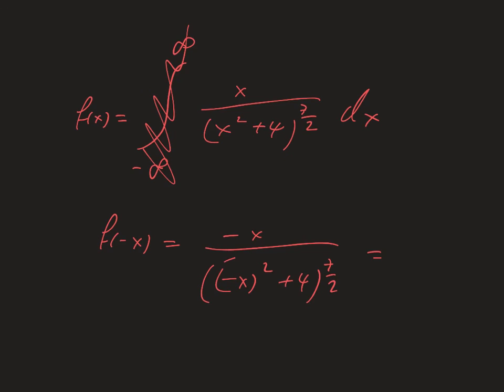And note that this here will give us something positive. So we have something negative in the numerator divided by something positive in the denominator, which will give us something negative, namely minus f of x. So this means that this one is odd, which also means that the sum of this integral that I drew on top here is also 0.